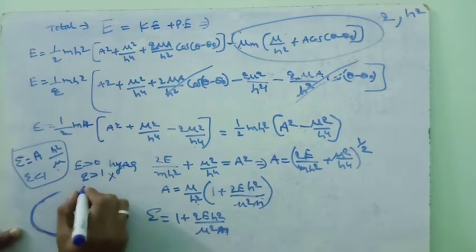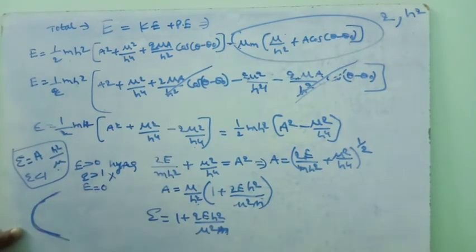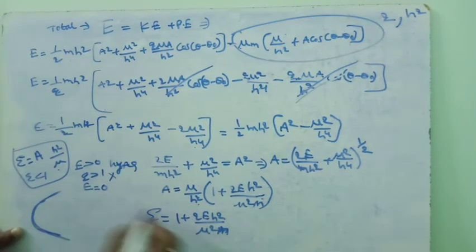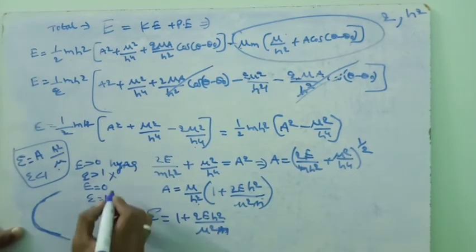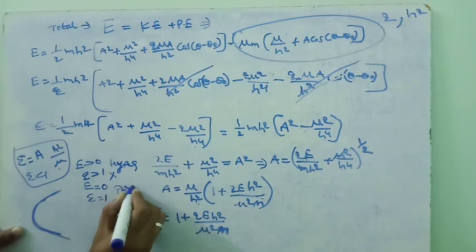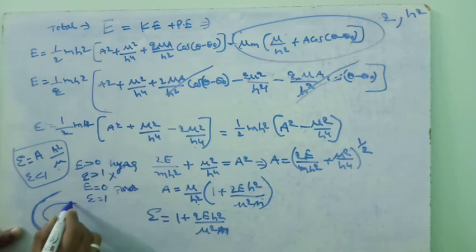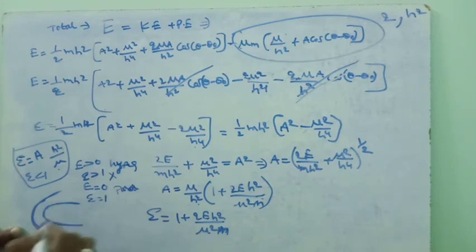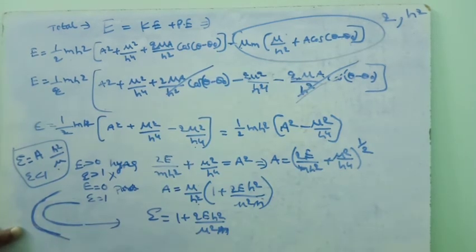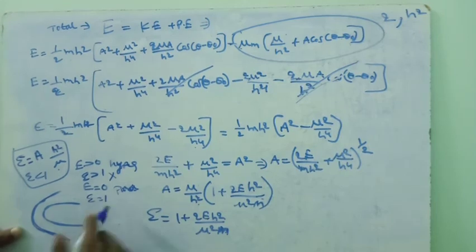If the E value equals 0, then this entire term becomes 0 and eccentricity becomes 1. Then this is a parabola. Even if planets are revolving in a parabolic path, they may have passed away from the solar system. So this is also wrong.